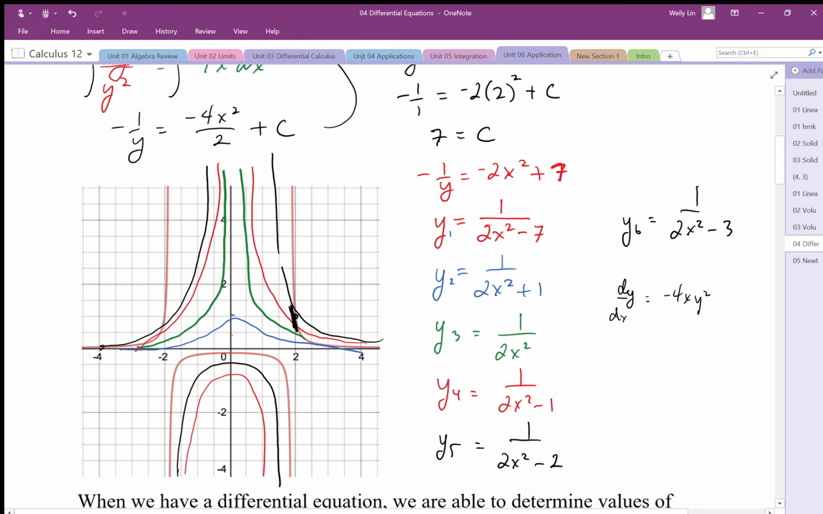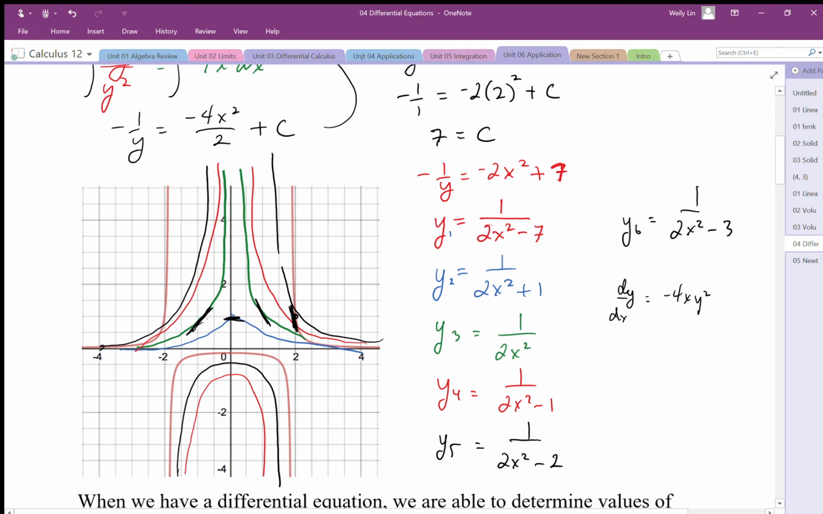So I can choose a point, x is 0, y is 1, and I plug it in there, I get a slope of 0. If I choose a point where x is 1, y is 1, I'm going to get a slope of negative 4, so it's going to have a slope of negative 4 here. At negative 1, positive 1 here, I'm going to get a slope of positive 4, through there.